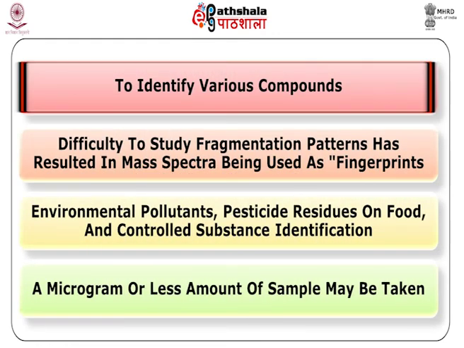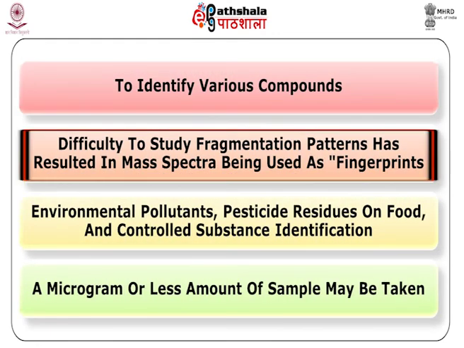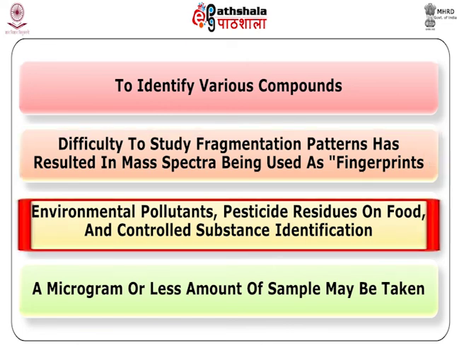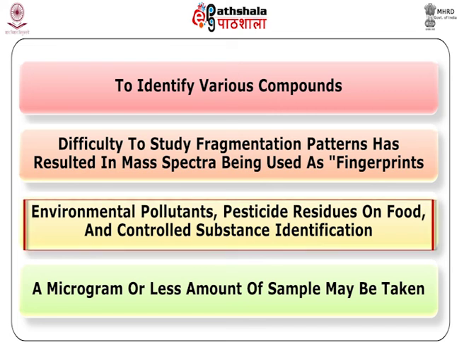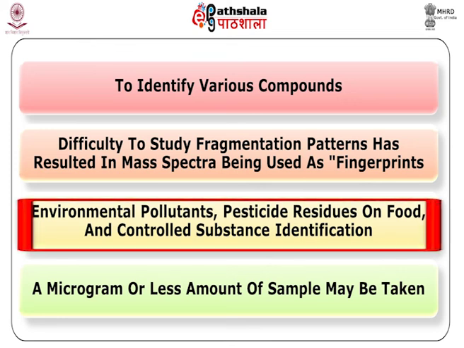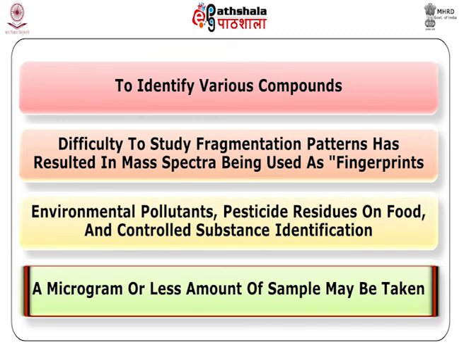Applications. To identify various compounds, the difficulty of studying the fragmentation patterns has resulted in mass spectra being used as fingerprints. Environmental pollutants, pesticide residues on food, and controlled substance identification are a few examples of this application. In such analysis, a microgram or less amount of the sample may be taken.